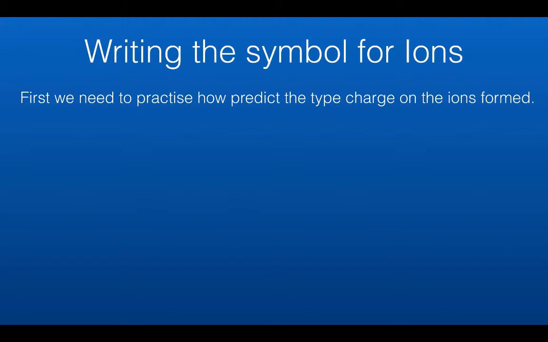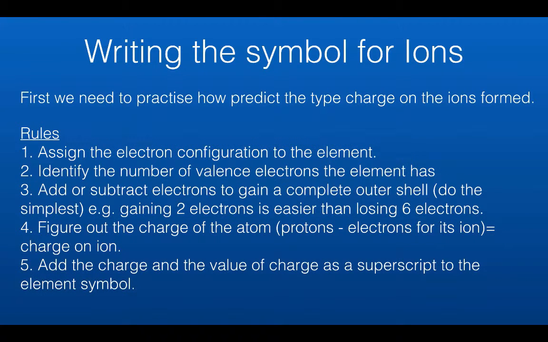When you're writing the symbol for ions, first we need to practice how to predict the type of charge on the ion's form. Some rules are: number 1, assign the electron configuration to the element. You might want to go back to the atomic structure episode if you haven't already seen it. 2, identify the number of valence electrons the element has. The valence electrons are the outer electrons. Number 3, add or subtract electrons to gain a complete outer shell. You do the simplest. So, for example, gaining 2 electrons is easier than losing 6.